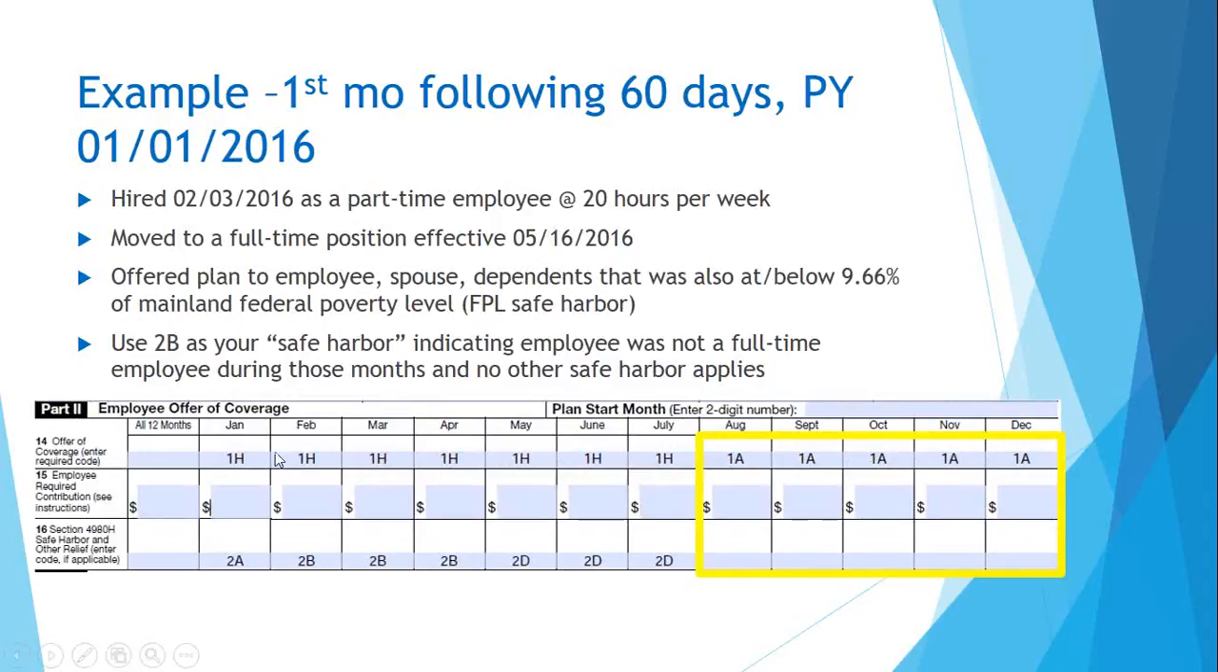Here, the employee started as a part-time employee and then moved to a full-time position. They were then offered a plan to their employee, spouse, and dependents that was at or below the mainland federal poverty level, so that was that $95.38 for 2016. You can use 2B code in this example as your safe harbor because you're telling the IRS, look, we didn't offer them a plan these months here because they weren't a full-time employee yet until here, and then they were in a waiting period, and then we offered them a plan.